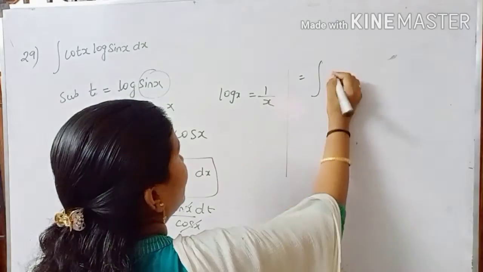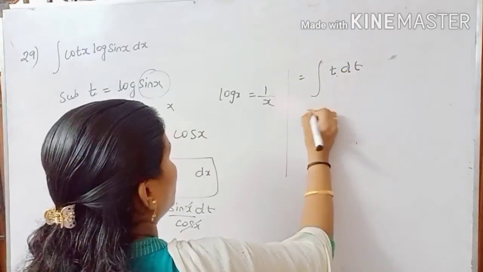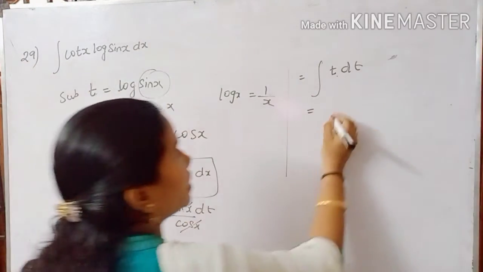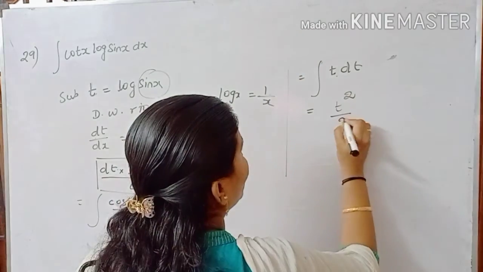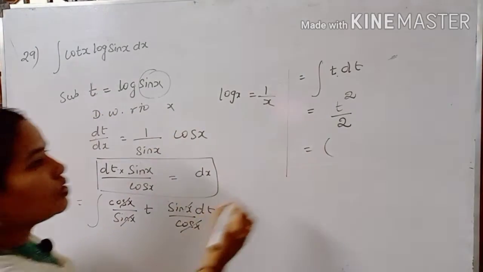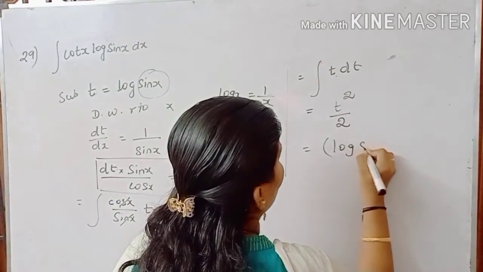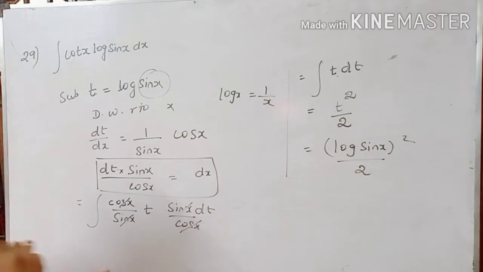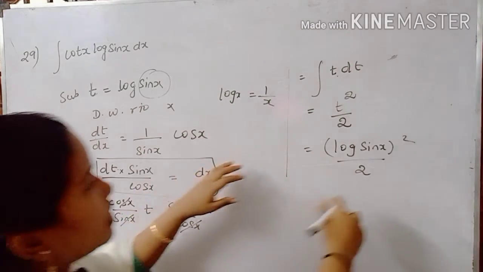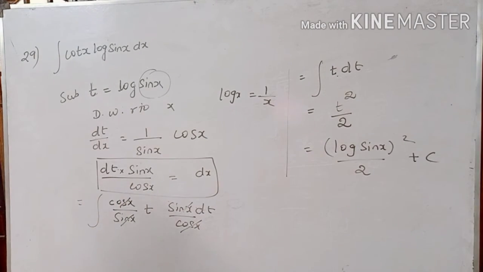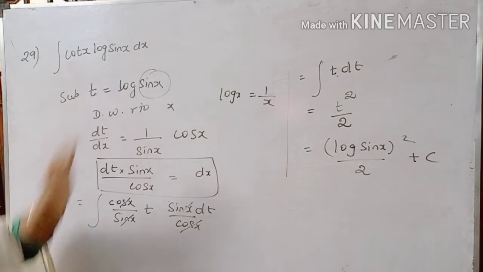So integral t dt, if I integrate the value of t, we get t square divided by 2. So substitute the value of t. T value is log sin x, the whole square divided by 2. So we get the value of log sin x the whole square divided by 2, plus c. Okay, so integral cot x log sin x dx.